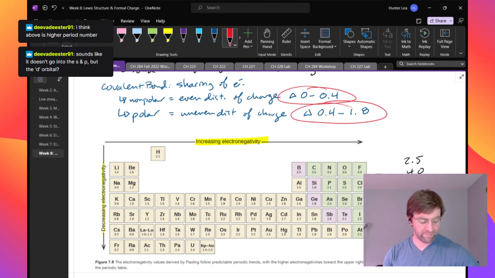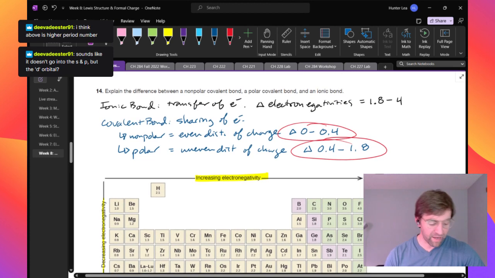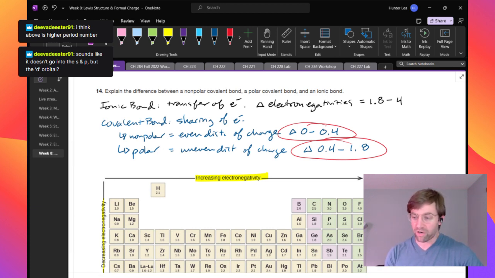So ionic bonding is a complete transfer of electrons. And so each of those species will have a charge associated with it.